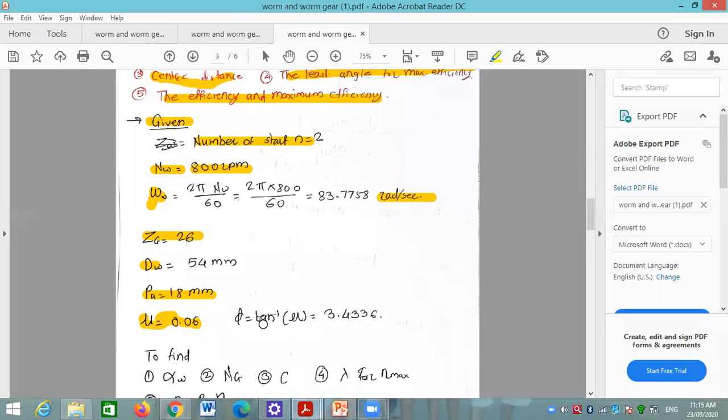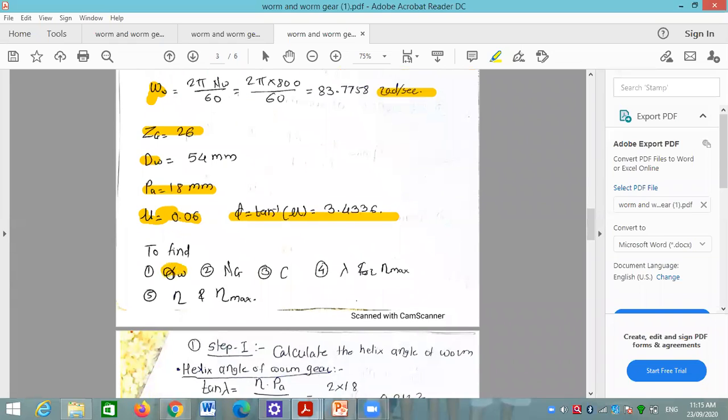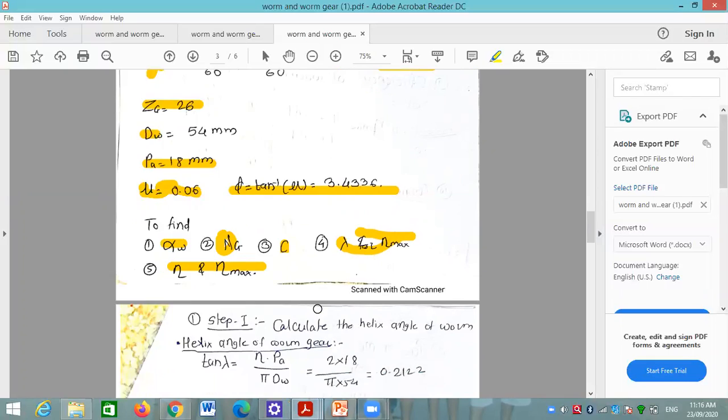By using this we can calculate phi, the friction angle. Tan of phi is equal to mu, therefore phi is equal to tan inverse of mu, and therefore phi is equal to 3.4336 degrees. Which values do we have to find out? The first one is alpha w, the helix angle for the worm, then the speed of the gear, center distance, lambda for maximum efficiency and maximum efficiency. So we will solve these one by one.